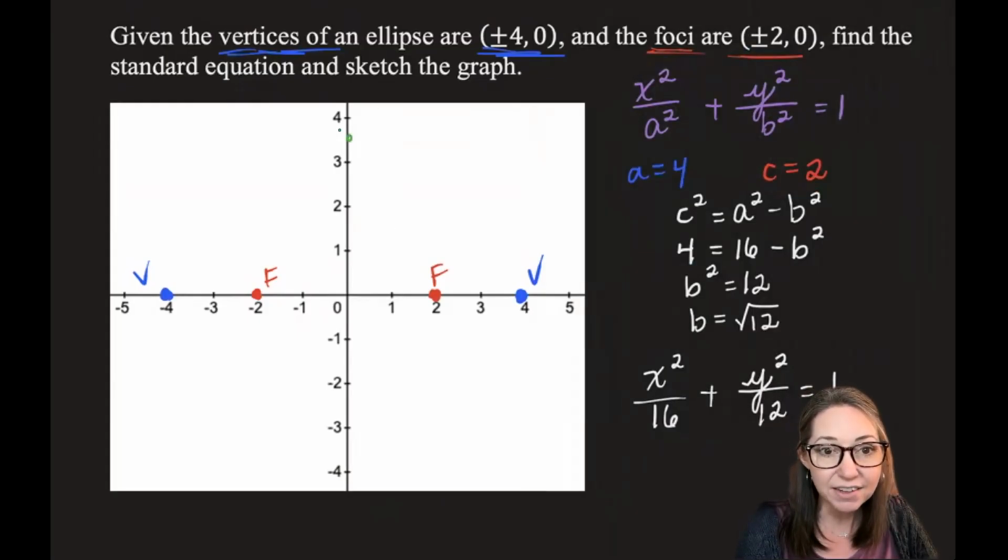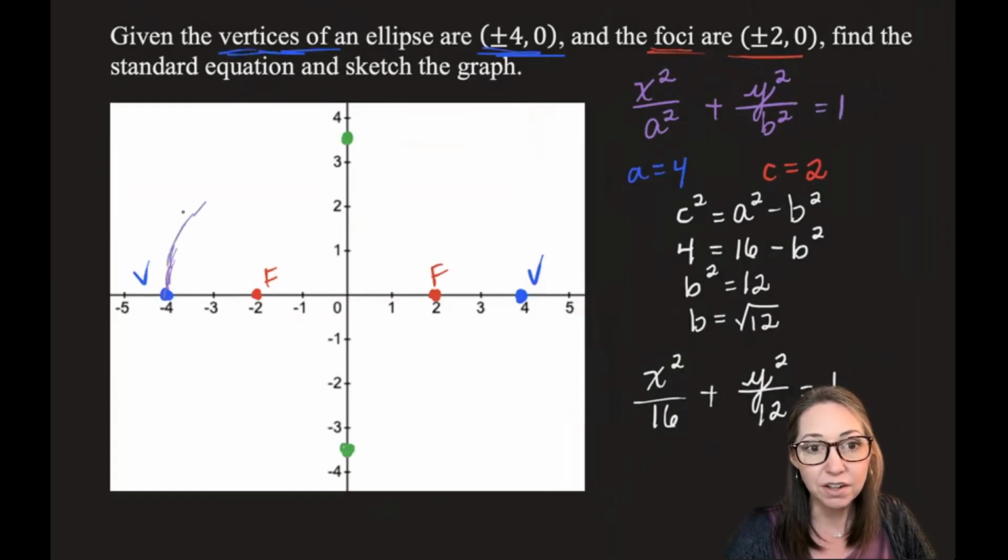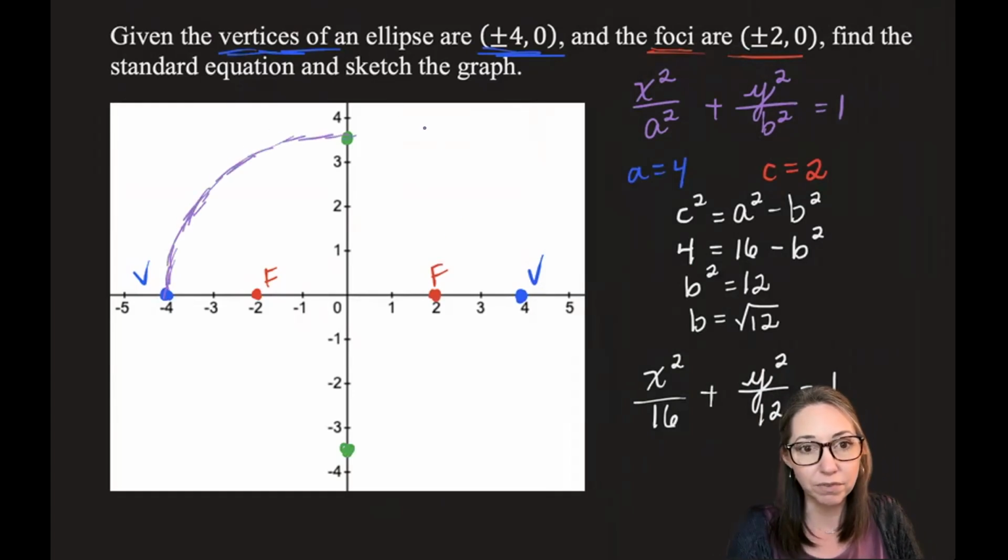So on the y-axis, we're going to go up to about 3.5 and down to negative 3.5. And to sketch the ellipse, we're just going to do our best to sketch it in. It's almost circular, but just barely stretched a little bit. But we're really just graphing a stretched circle here, going through those points.